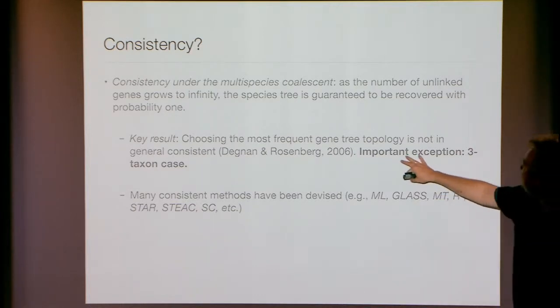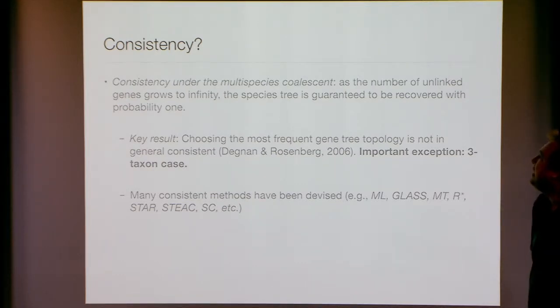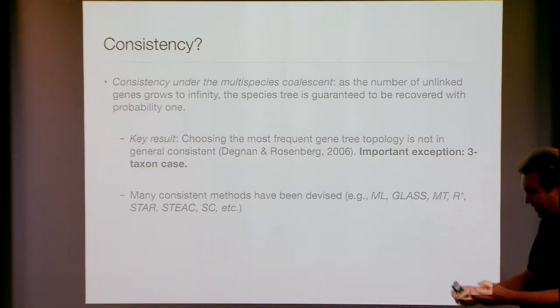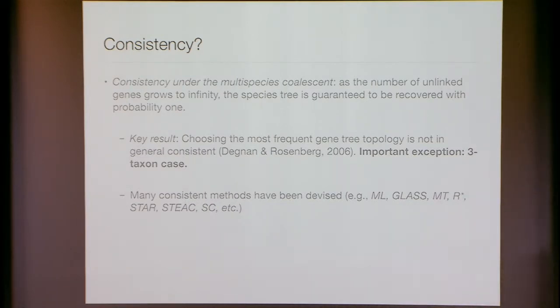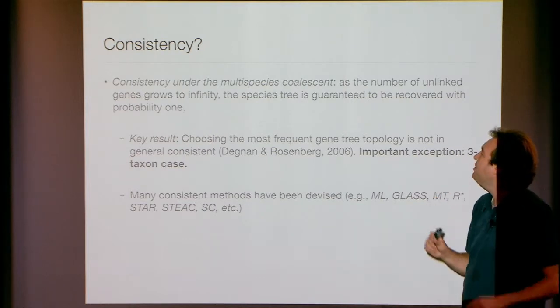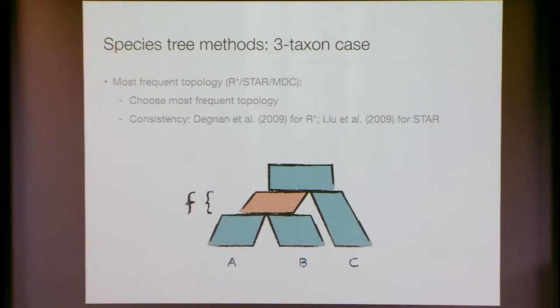There's an important exception here, which I'm going to use, which is the three taxon case. If I have only three species, as I mentioned, then it turns out that the most common topology is the correct one, the one that corresponds to the species tree. But there are also lots of other methods for getting around this problem of the fact that the most common gene tree topology is not the same as the species tree. Let me describe briefly a couple of them because I'm going to use them.